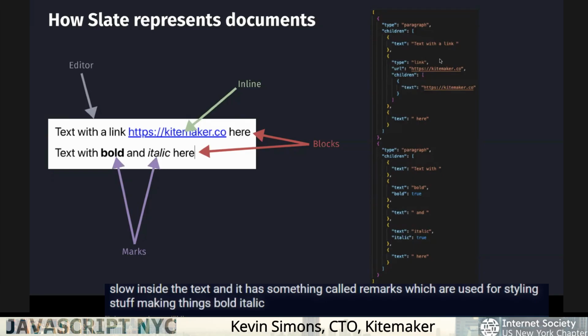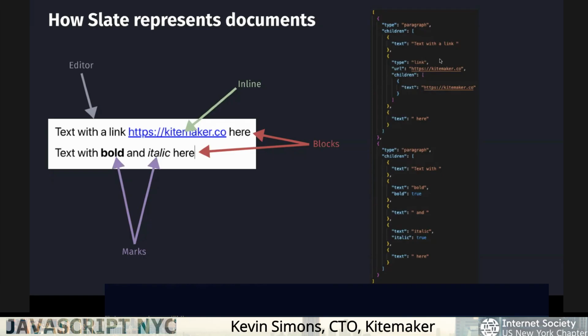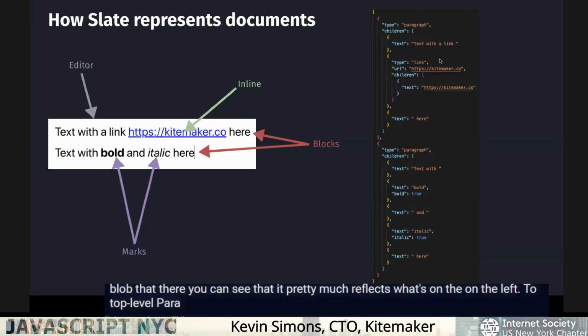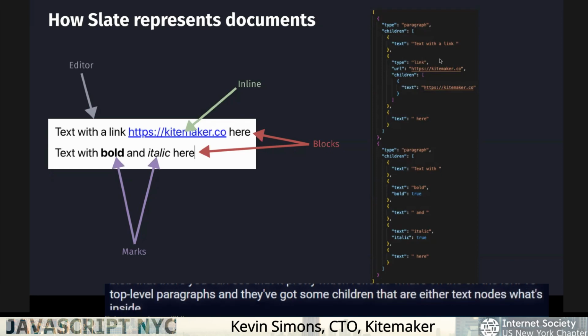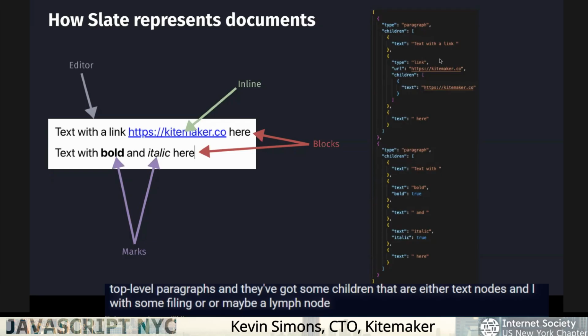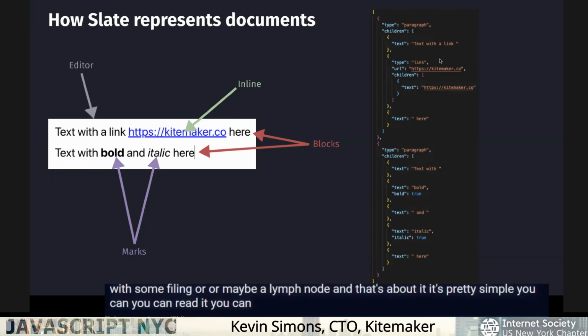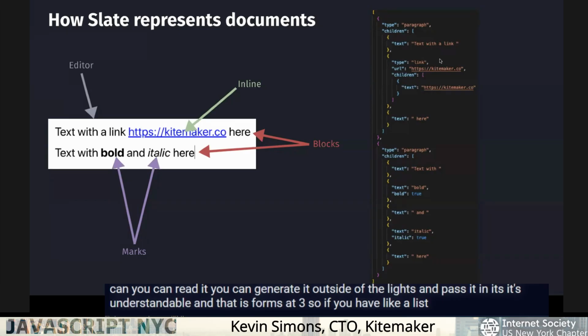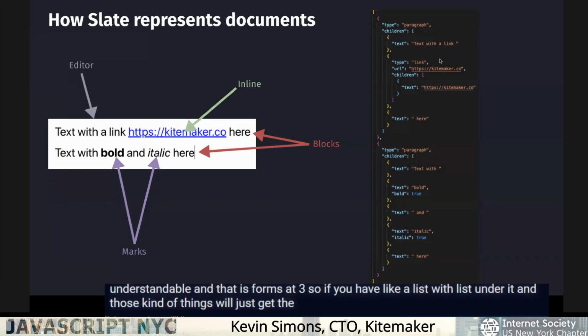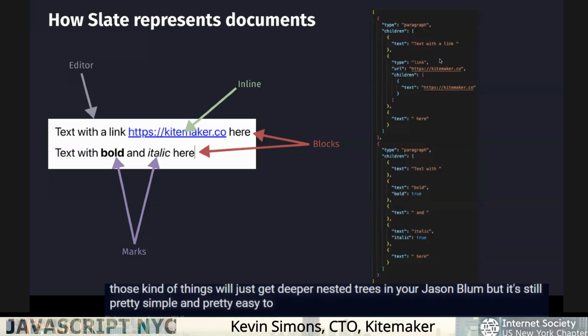And if you look over on the right at the JSON blob that's there, you can see that it pretty much reflects what's on the left. It's got two top level paragraphs. They've got some children that are either text nodes with some styling or maybe a link node. And that's about it. It's pretty simple. You can read it, you can generate it outside of Slate and pass it in. It's understandable. And that just forms a tree. So if you have a list with lists under it, you'll just get deeper nested trees in your JSON blob. But it's still pretty simple and pretty easy to understand.